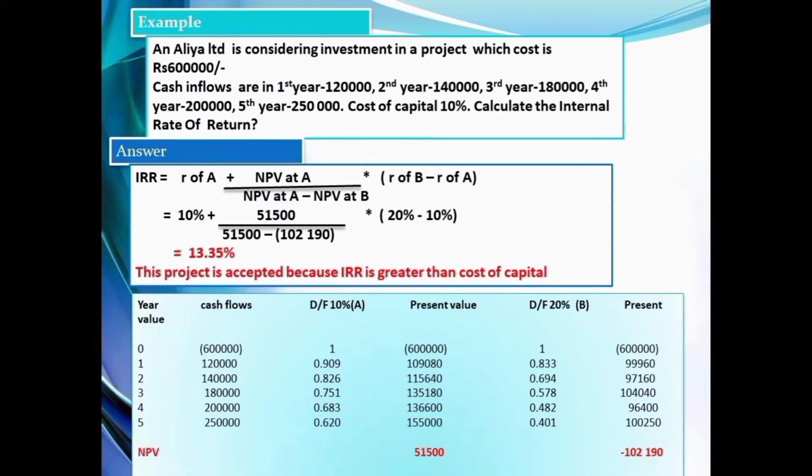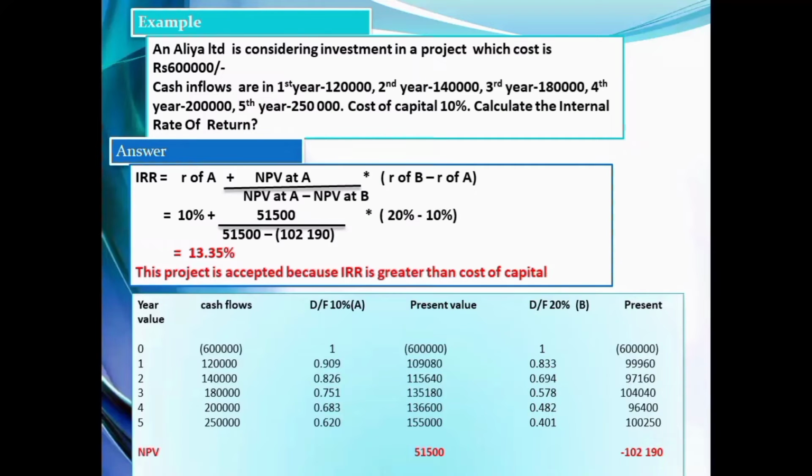According to the discount factor A, that means 10%, the present value came as 51,500. According to the discount rate of 20%, the present value came as minus 102,190. Then put this information into the IRR formula. R of A means rate of A, that means 10%. NPV at A is 51,500 divided by NPV at A 51,500 minus NPV at B, that means 102,190, into rate of B means 20%, rate of A means 10%, 20 minus 10.